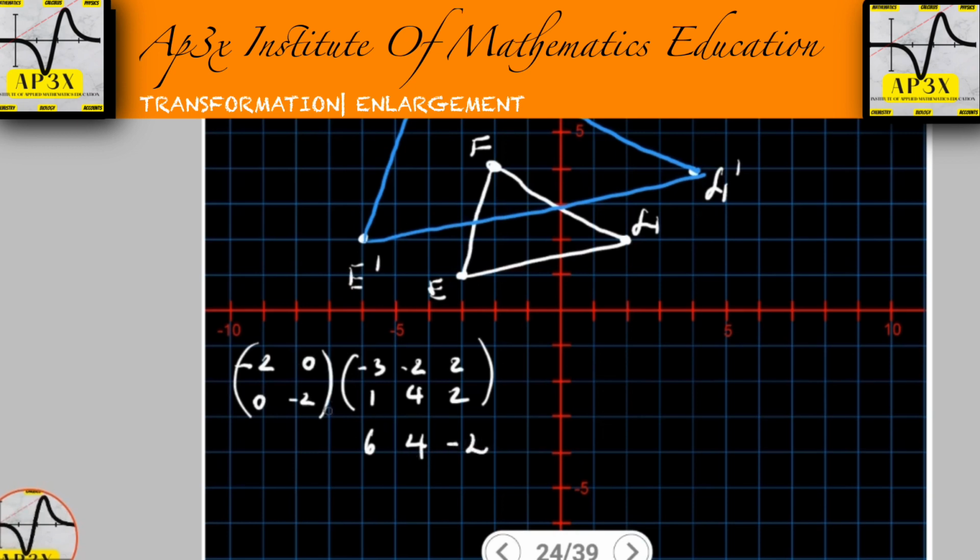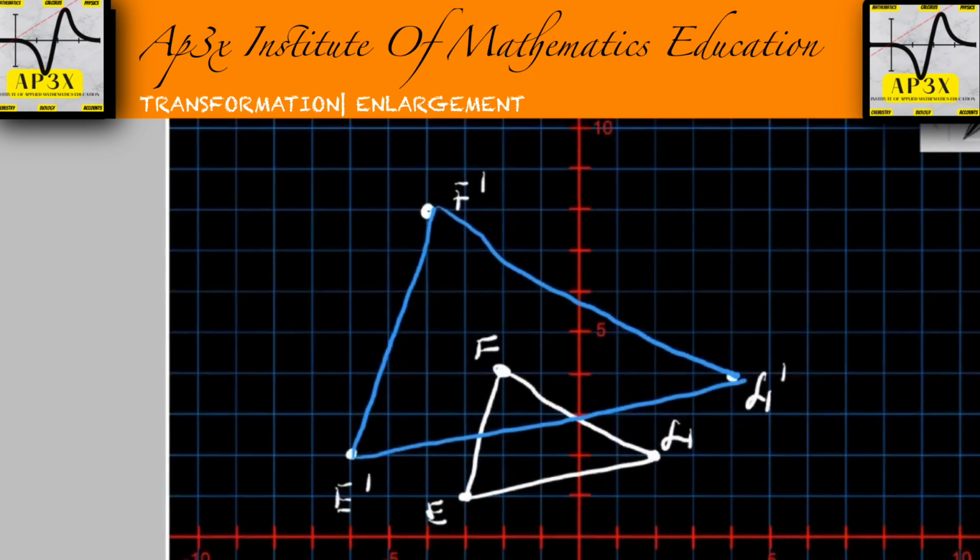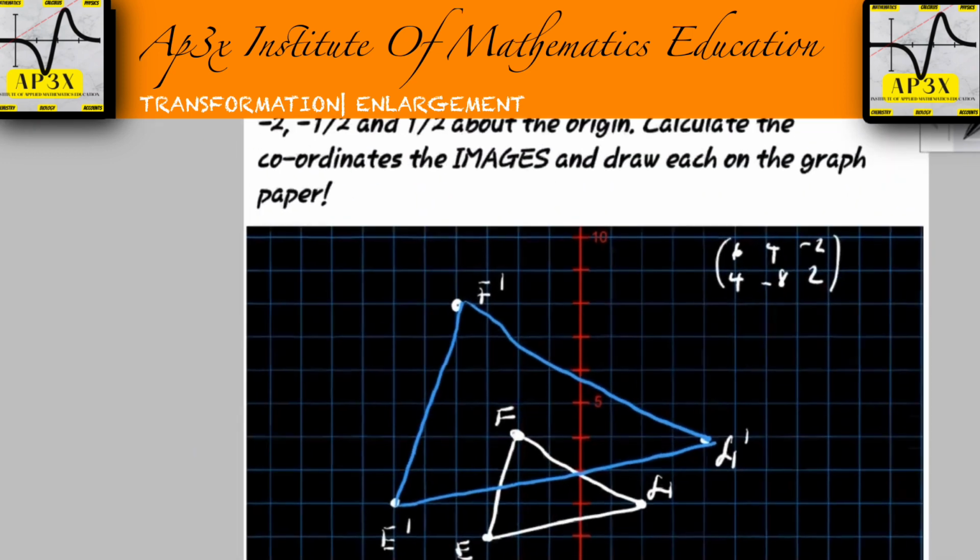Then we're going to end up with at the bottom here, -2 times 1 is -2. Then we're going to have -2 times 4 is -8. Then we're going to have -2 times 2 is in fact -2. All right, so we're going to write these points up here. So that's going to be 6, 4, 4, -8, and -2, 2. And that's going to basically be my object points.